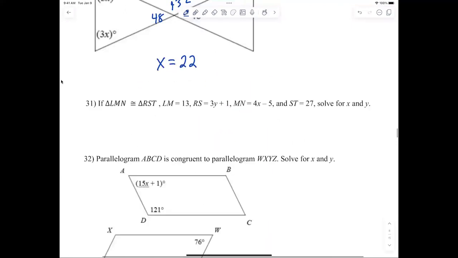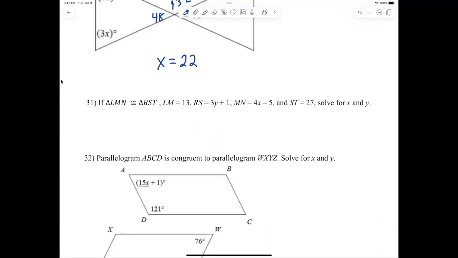All right, here we go. LM corresponds to what? LM corresponds to RS, correct? So we can just say 3y plus 1 equals 13. So y is equal to what? 4. All right. We have MN. MN corresponds to what? 4x minus 5 equals 27. So x is equal to.